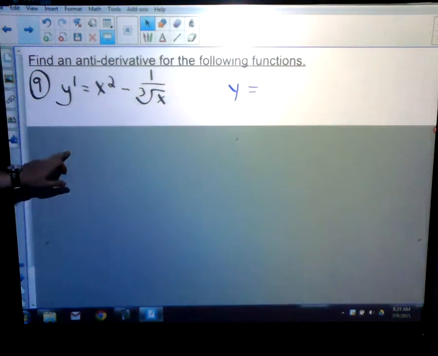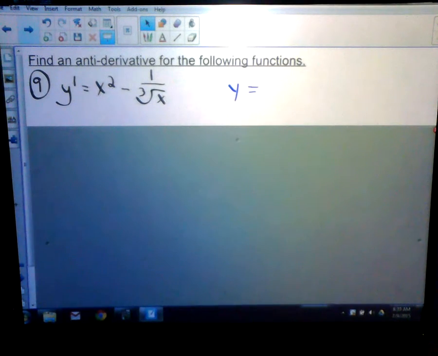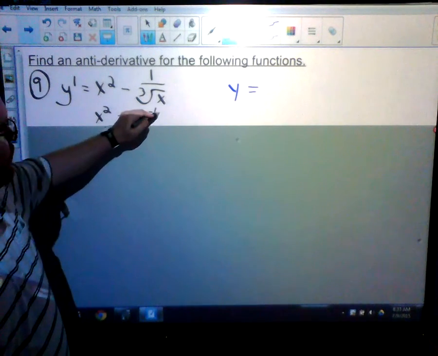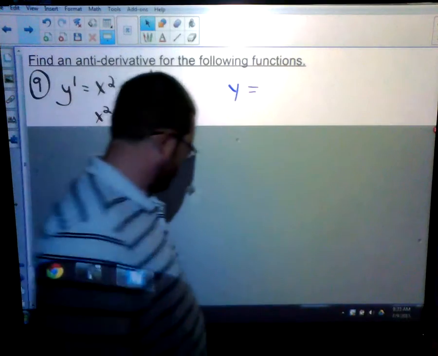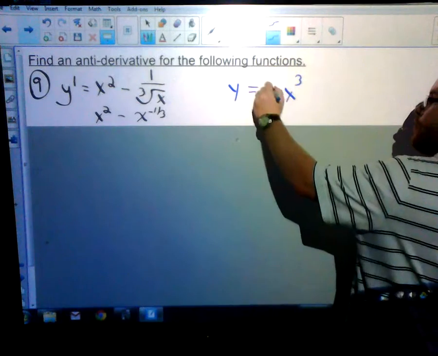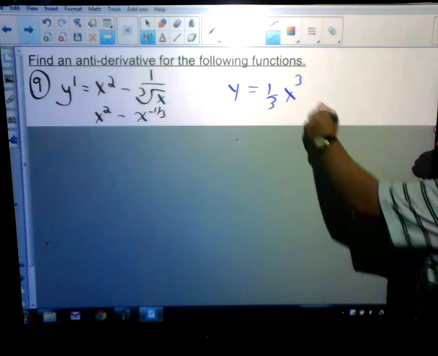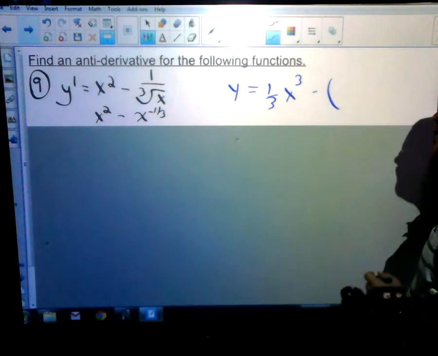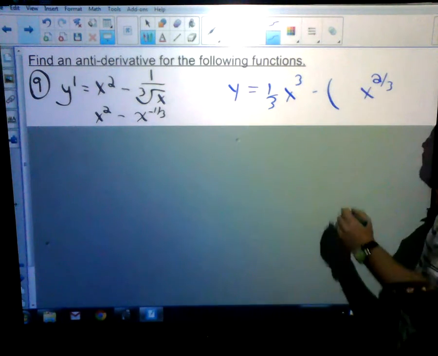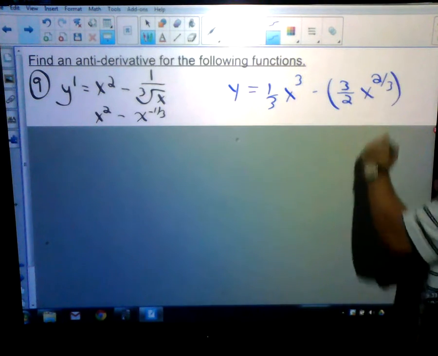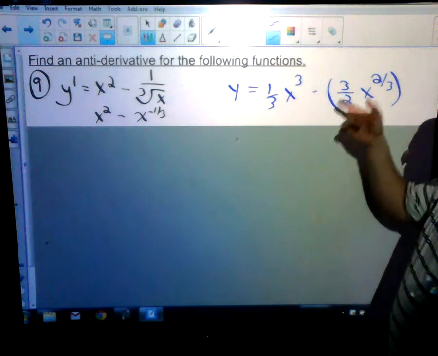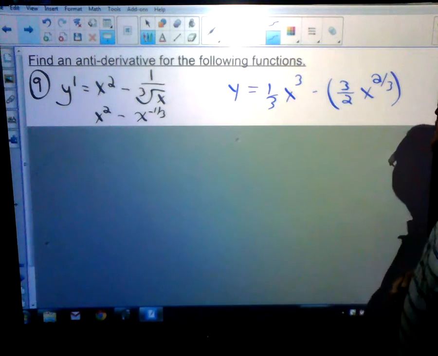Let's keep going. How about a problem like this where it's two things hooked together? Well, let's rewrite this as x squared minus x to the negative 1/3 power. Power rule says treat each one separately. X to the third with a 1/3 in front for the first one, minus x to the, if you add 1 you get 2/3, and you flip that you get 3/2 in front. In this case you don't need the parentheses, but sometimes you do if you put a negative in front, so I left it there.